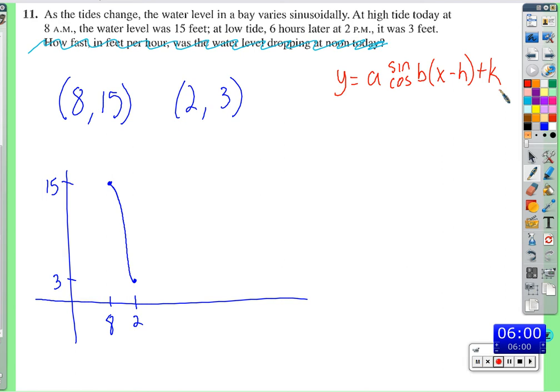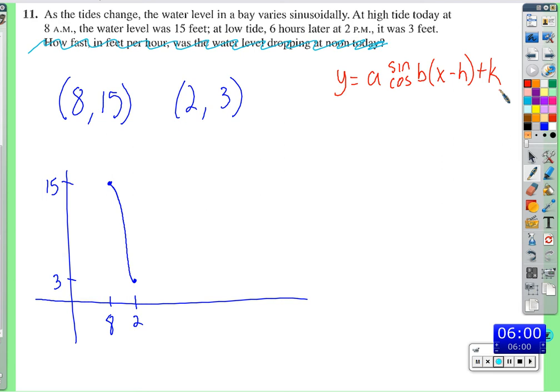So we're going to write an equation that models that scenario. And then we could use it to answer lots of different questions. What was the tide at such and such a time? Or in calculus, how fast in feet per hour was the water level dropping at exactly 12 o'clock? Okay. We can answer all sorts of questions once we have this equation written.